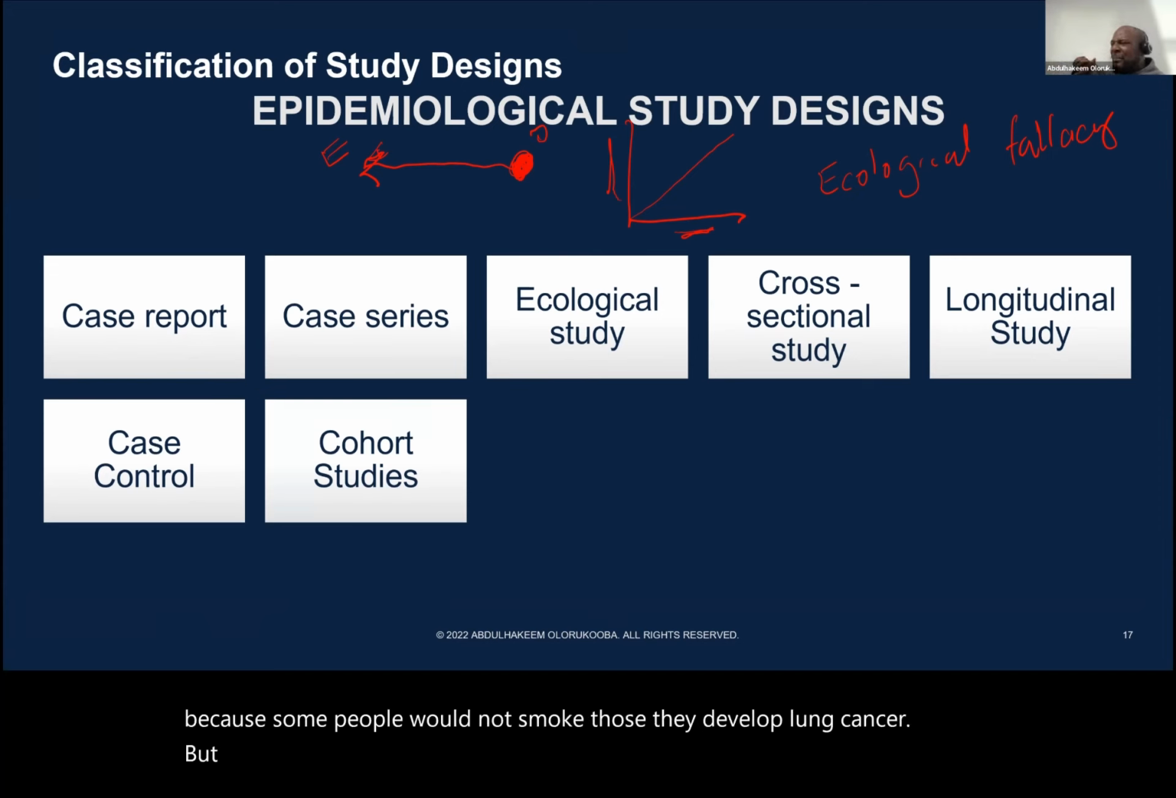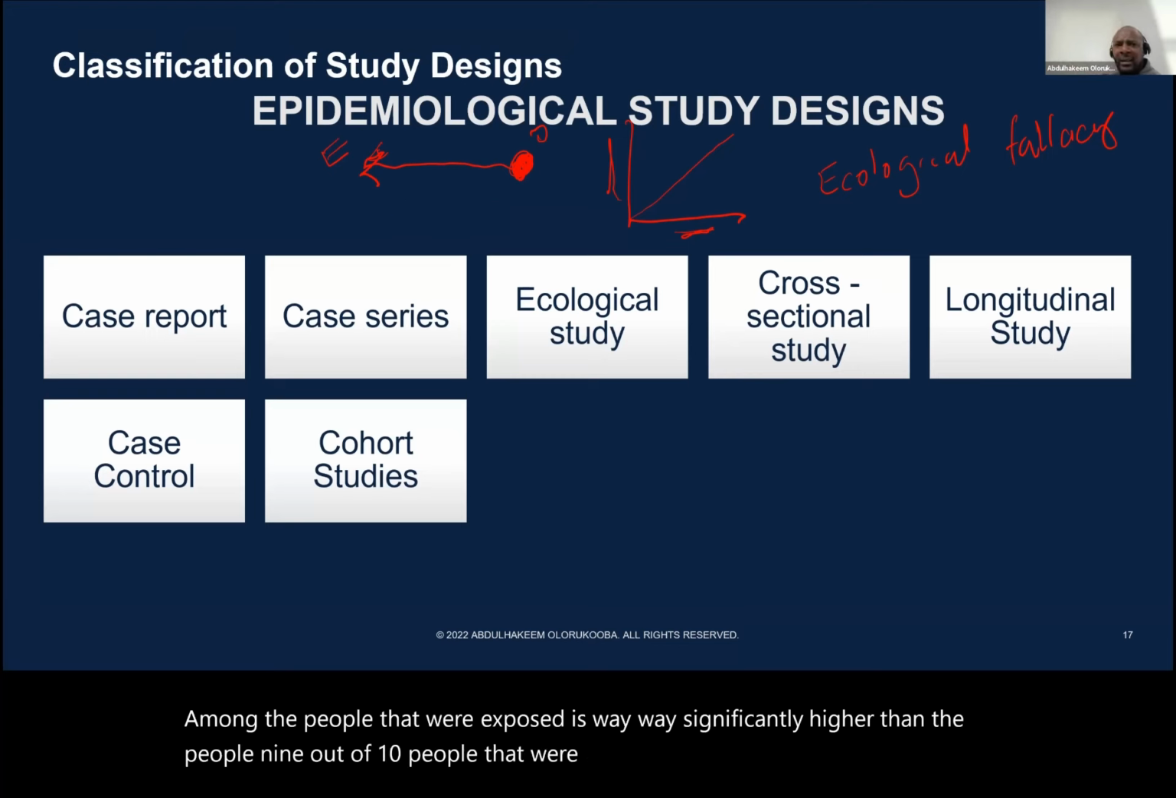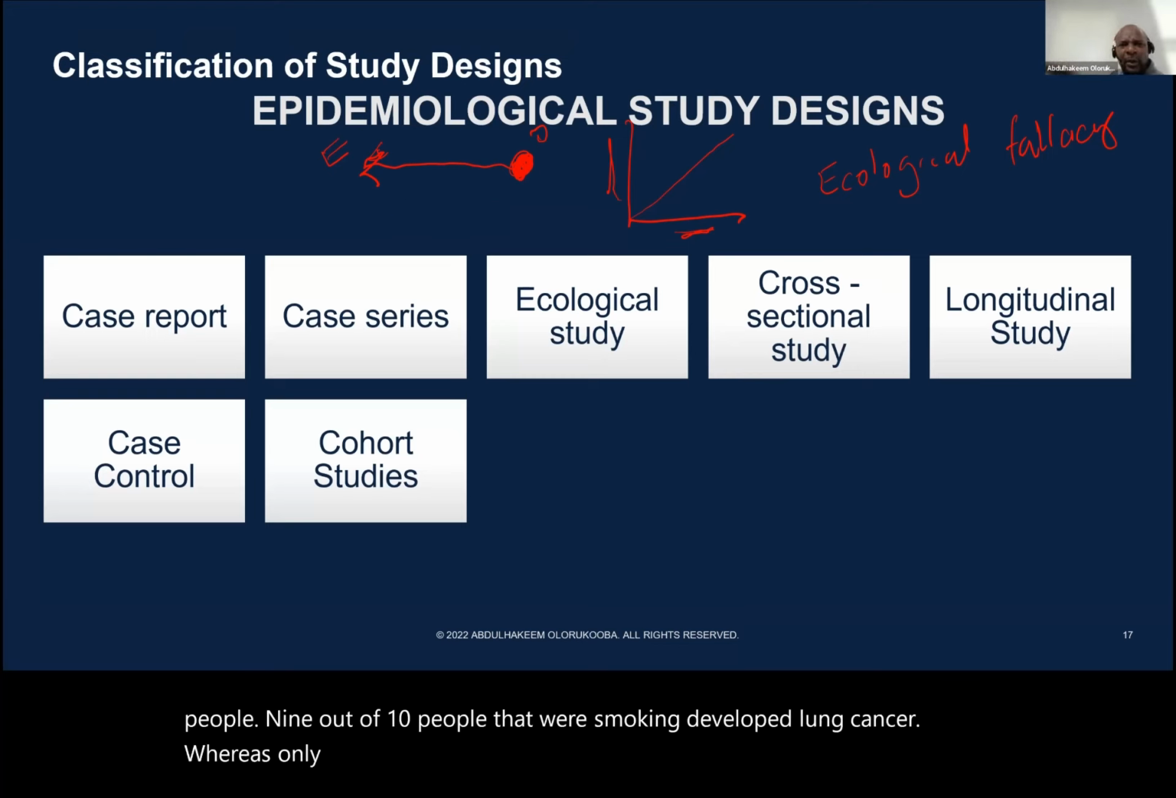But now the difference here is, if the level of lung cancer among the people that were exposed is significantly higher than the people not exposed, 9 out of 10 people that were smoking developed lung cancer, whereas only 1 person, or 2 people, out of the people that are not smoking develop lung cancer, then this cigarette smoking is also a source.